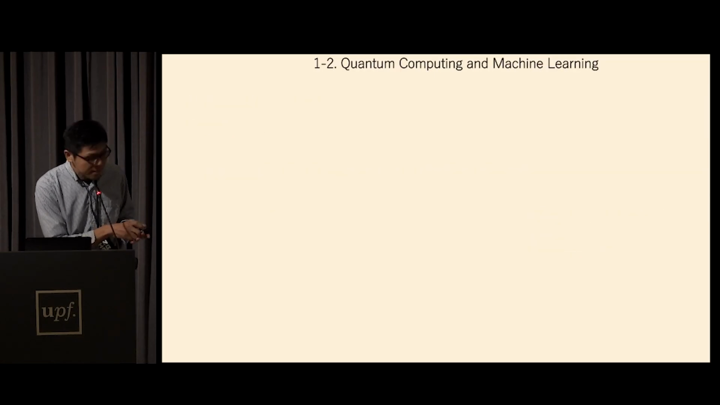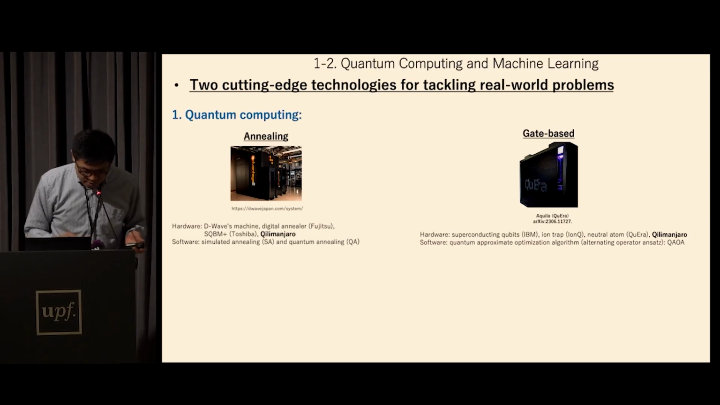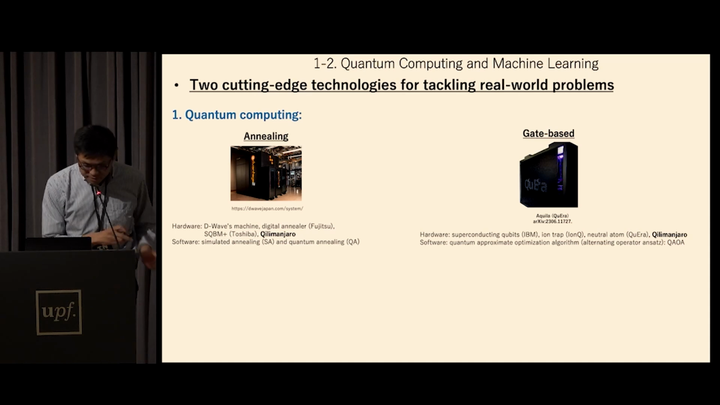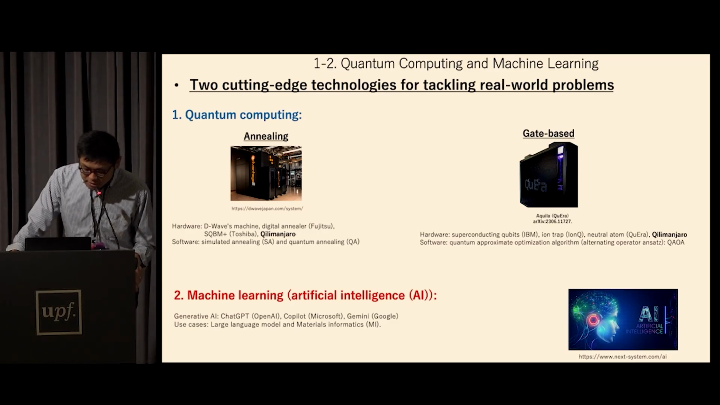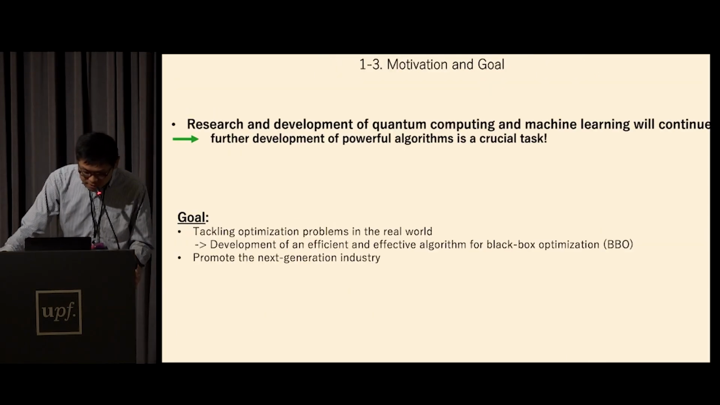Okay. And our second motivation is to develop 2 cutting-edge technologies. And the first one is quantum computing, so both annealing and gate-based quantum computing. And the second one is machine learning or artificial intelligence. And these 2 are expected to be the key ingredients to tackle real-world problems. Oops, I'm sorry. Okay, and the research and development of both of these technologies, so quantum computing and machine learning, is expected to continue.